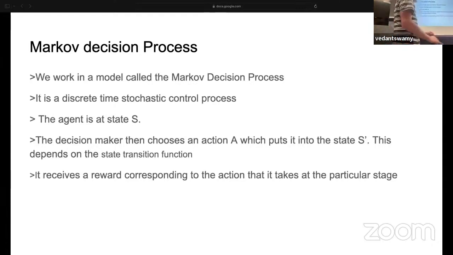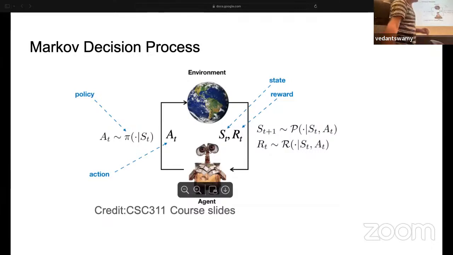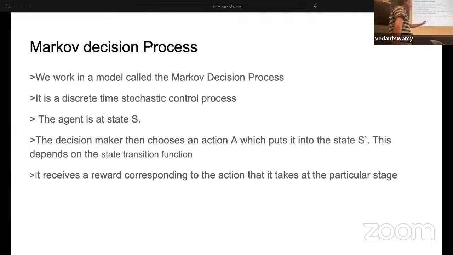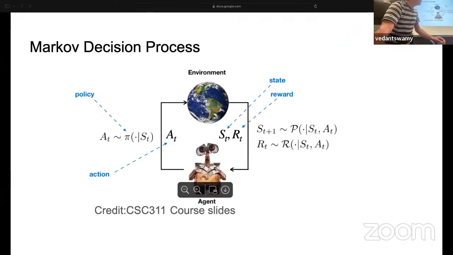So right now, the agent is at a particular state, chooses an action, which puts it into the next state s prime. And this, as has been stated in this slide, depends on a probability function, the action that it performs. And then it receives a reward corresponding to the action that it takes at a particular stage. So this is a Markov decision process, and this is the mathematical model we'll be working in right now. Again, this is just a summary of the Markov decision process.